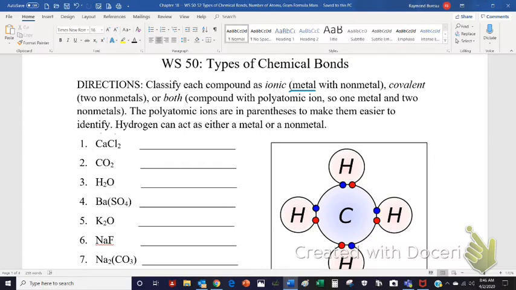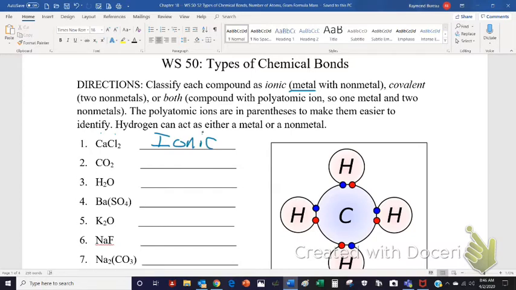Now remember, metals on your periodic table are to the left of the staircase. And to the right, those are your nonmetals. Now hydrogen is really a nonmetal, but sometimes it thinks it's a metal. So we'll talk about hydrogen also as we get to a couple of other examples. So since calcium and chlorine is a metal with a nonmetal, we're going to have an ionic bond. So go ahead and write that down for number 1.